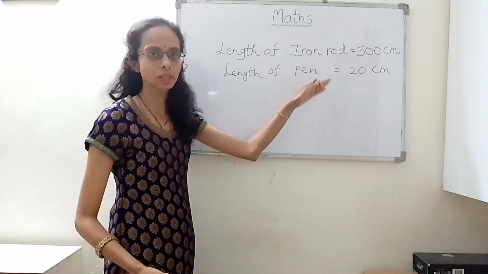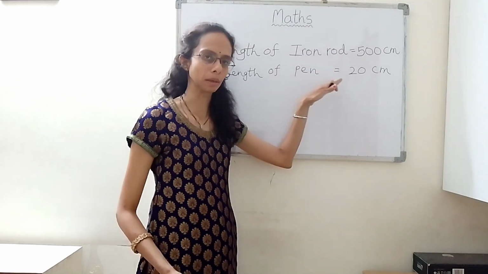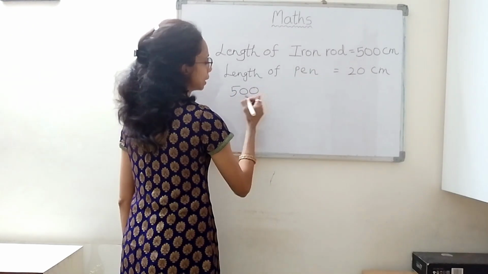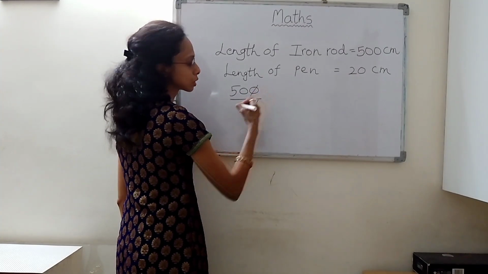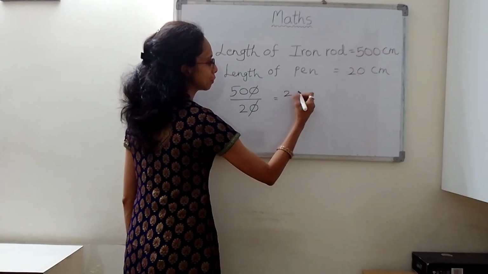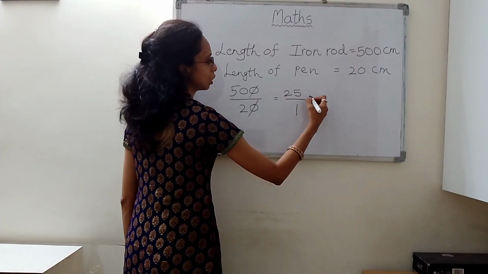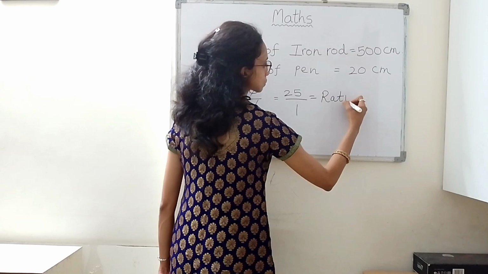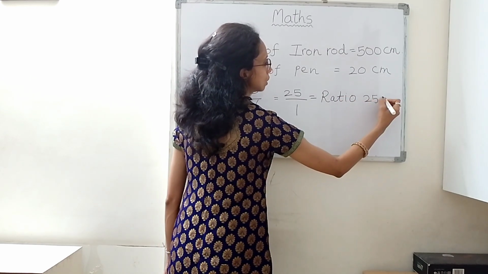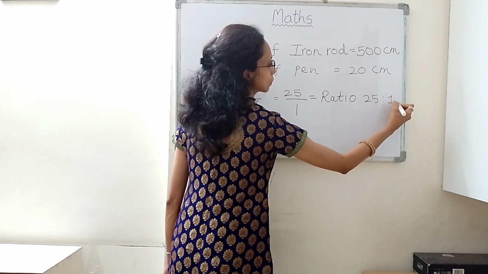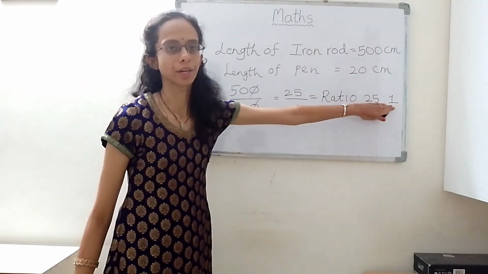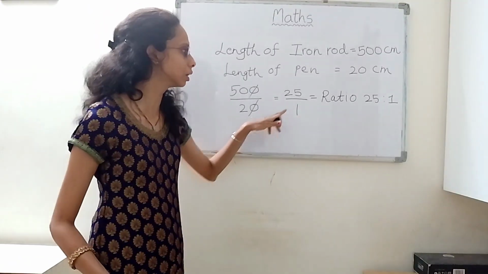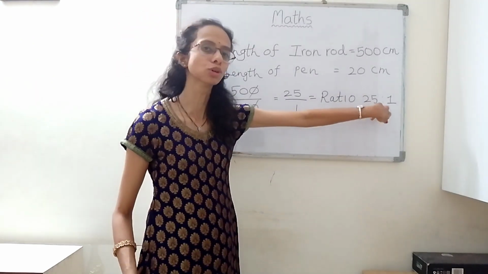For comparing these two values, we use the division method. So 500 divided by 20. The 0s are cancelled out, and we get 25 is to 1. Or it can also be written as a ratio, 25 is to 1. This is called ratio. It can be written in different ways: 25 divided by 1, or 25 is to 1.